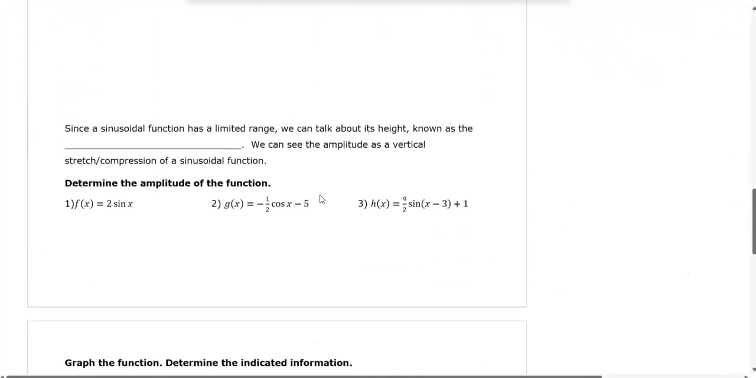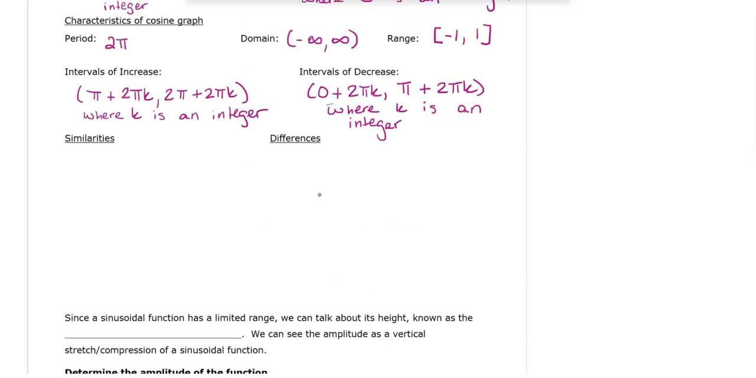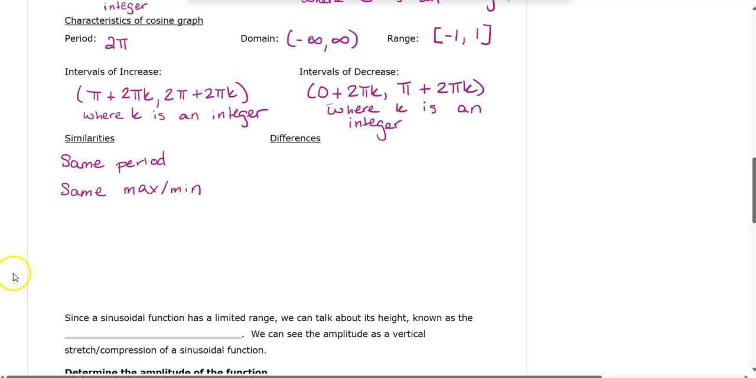So similarities, let's write some of those out. Same period, same max, same min. They both have a maximum of 1 and both have a minimum of -1. They both have the same domain. Yeah, that's not how you spell domain. Domain. So they have all of those things that are the same.